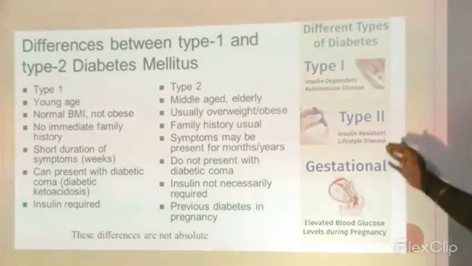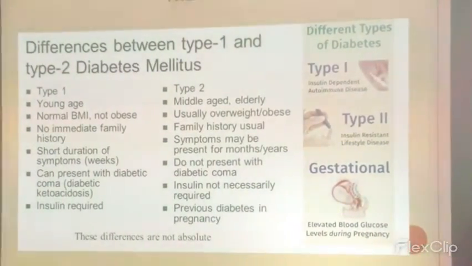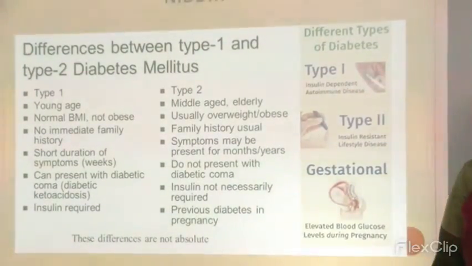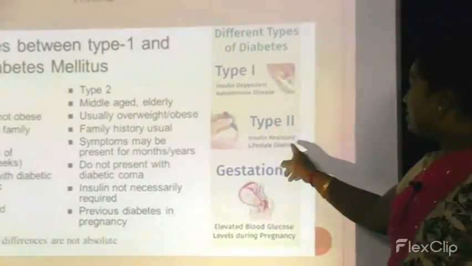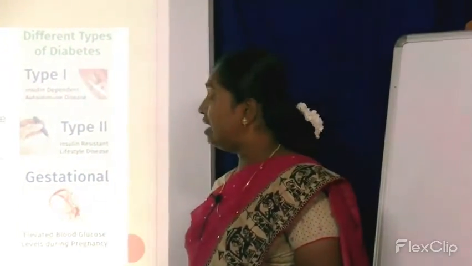Next, these are the types of diabetes mellitus. There are different types: type 1, type 2 and gestational diabetes. What is type 1 diabetes mellitus? It is an insulin-dependent autoimmune disease. Type 2 is an insulin-resistant lifestyle disease. Type 3, gestational diabetes, is elevated blood sugar seen during pregnancy.